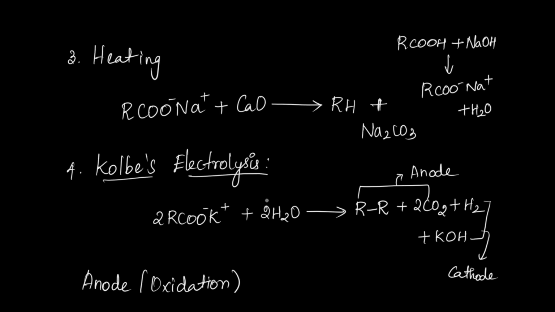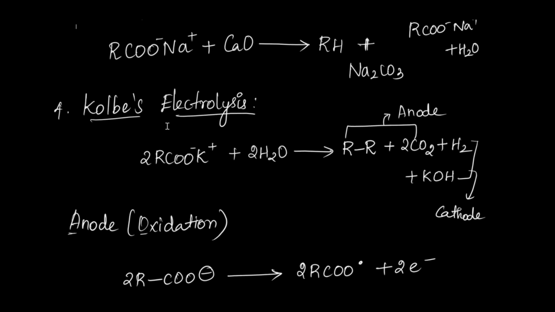Then the next method is heating sodium salt of carboxylic acid with calcium oxide (soda lime) to form alkane along with sodium carbonate. Then Kolbe's electrolysis, that is very important, where we can see RCOO minus, the carboxylate ion, with H2O forms alkane and CO2 at the anode side, and H2 and KOH at the cathode side.